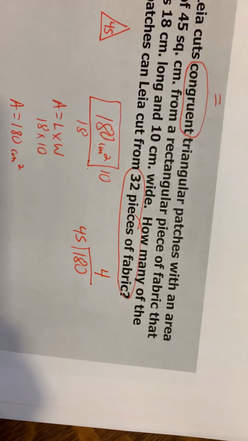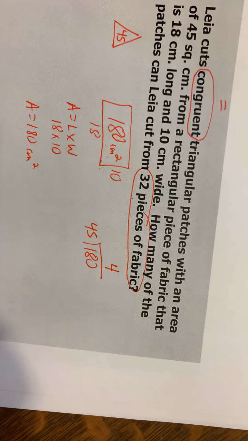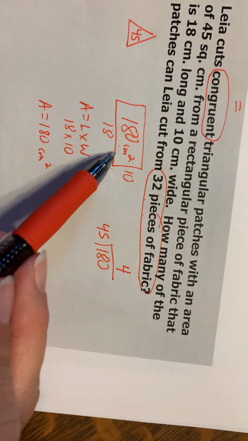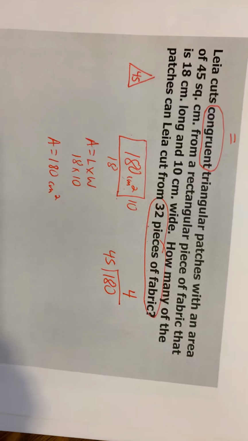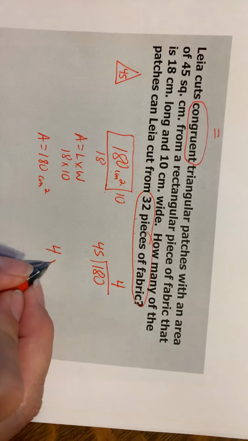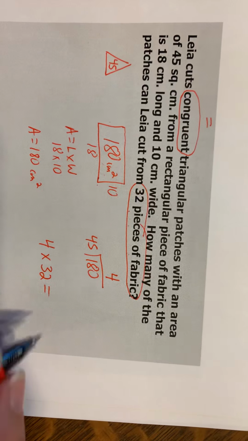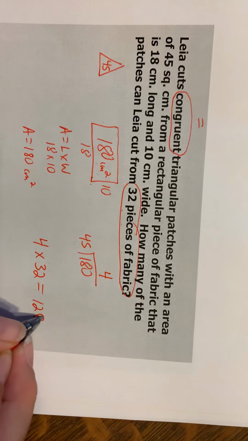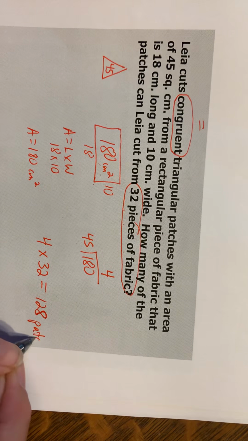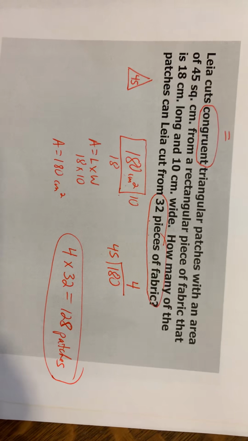But that's not what they're asking. They're asking for 32 pieces of this fabric. How many triangles can I get out of 32 fabric pieces? So if I can get 4 out of 1, then if I multiply that by 32, 4 times 32 would get me 128 patches. So this is what you're going to be doing on your homework, guys.